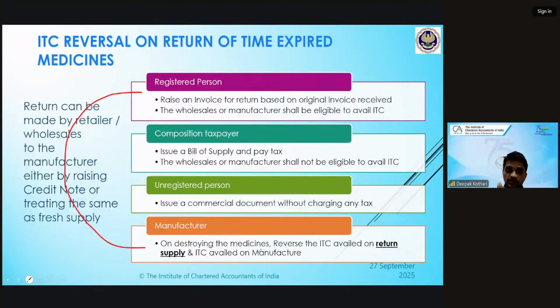The ultimate responsibility is of the manufacturer. He cannot tell the retailer to destroy them. It has to come to the manufacturer, and he has to destroy it. So when he gets back these goods, he will destroy them and he will reverse the ITC, because on destroying the goods, ITC should be reversed. So he will reverse whatever ITC is claimed.